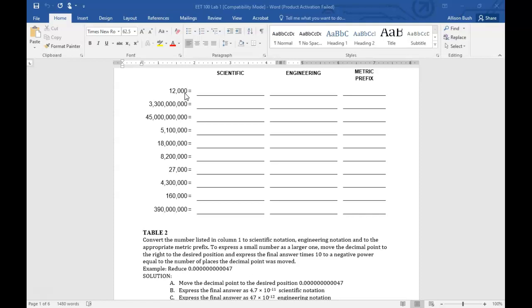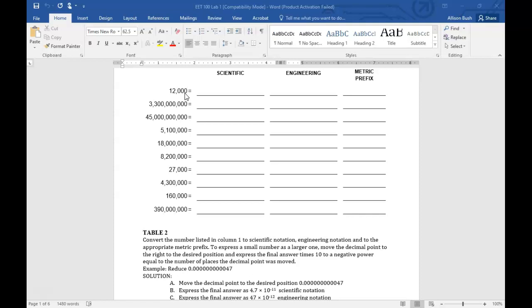Now, engineering notation is the one where you should see 12 times 10 to the 3rd. So does 12 fall between 1 and 999? Yes, it does. Second question, is my exponent a power of 3? Yes, it does. That is correct.